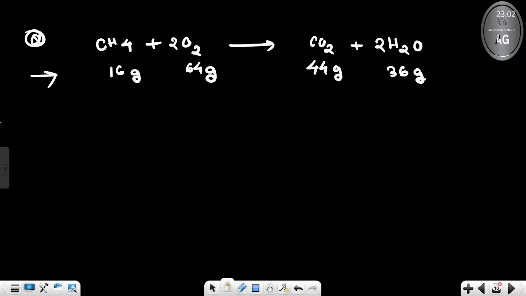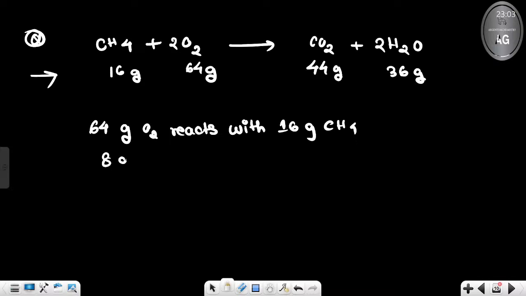Alright, okay. Now, from the definition of equivalent mass, we have said that it is the mass that reacts with, produces or displaces 8 parts by mass of oxygen. So you can see 64 gram is there. So 64 gram oxygen reacts with 16 gram CH4. So how much CH4 will 8 gram oxygen react with? 8 gram oxygen will react with 2 gram CH4.